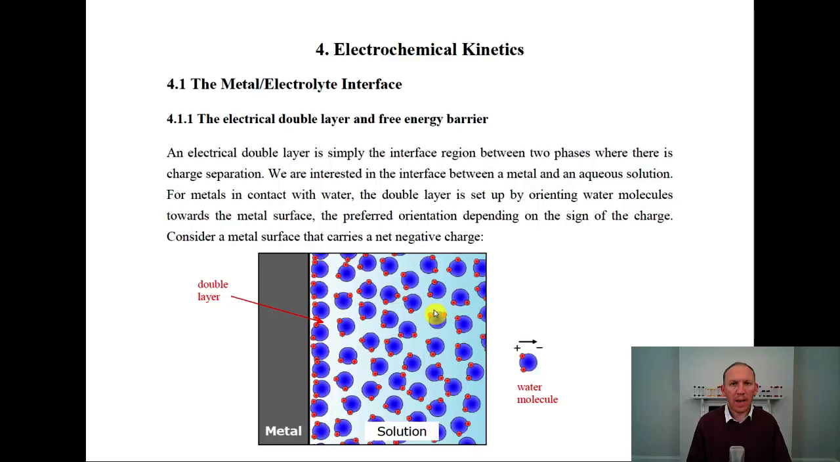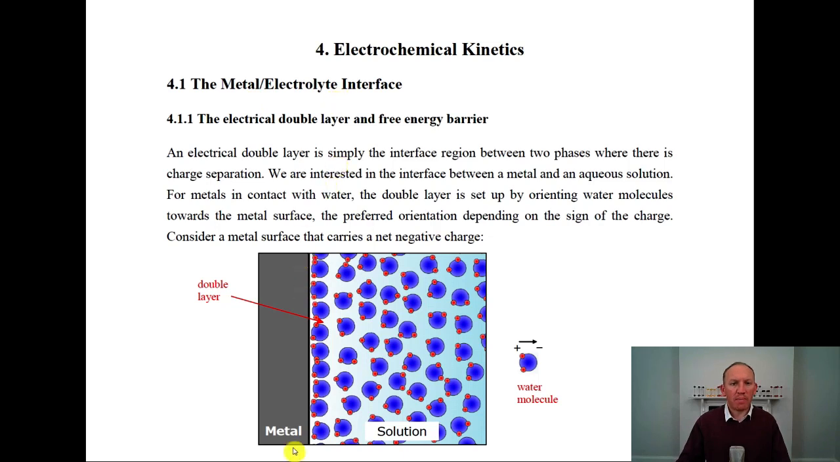In order to think about how fast corrosion processes are likely to go, we must first consider what controls the kinetics of electrochemical reactions. The key thing that we're going to think about is what's going on at the interface between the metal and the solution that the metal is placed in.